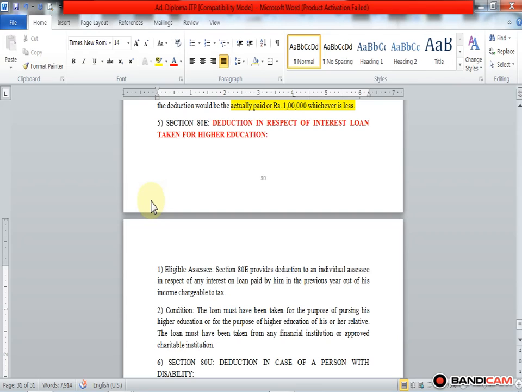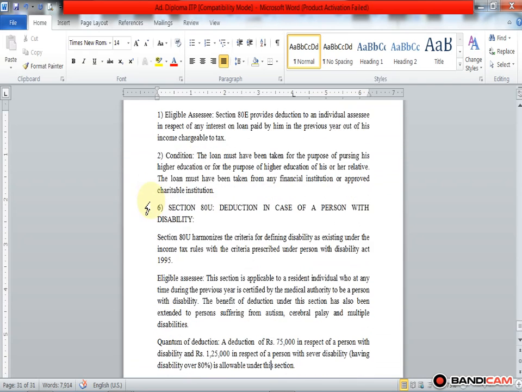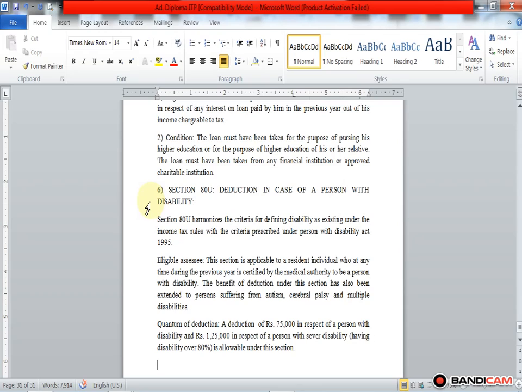and the condition is that the loan is taken for the purpose of higher education for himself, meaning the assessee, or for the higher education of his or her relatives. And the loan is taken from financial institutions or an approved charitable institution. Then this deduction under section 80E is allowed to that assessee.